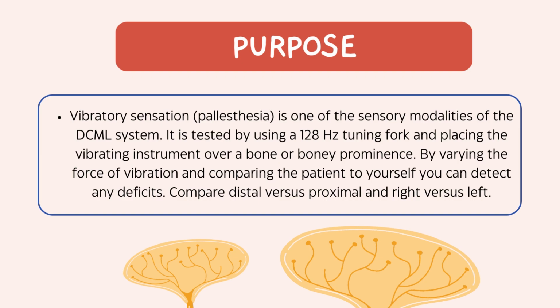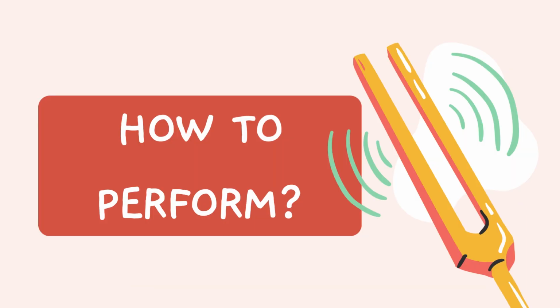Vibratory sensation or pallesthesia is one of the sensory modalities of the DCML system. It is tested using a 128 Hz tuning fork and placing a vibrating instrument over a bone or bony prominence. By varying the force of vibrations and comparing the patient to yourself, you can detect any deficits. You may also compare distal versus proximal and right versus left. At this point, let us show you how to perform the vibration test in the upper and lower limbs.